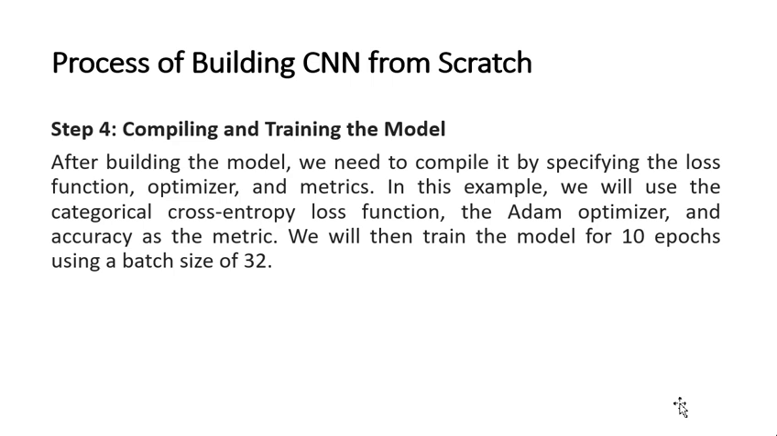we can move to the fourth step, which is called compiling and training the model. So compilation is 100% required. After building the model, we need to compile it by specifying the loss function, optimizer and metrics. It is very important. In this example, we'll use the categorical cross entropy loss function, the Adam optimizer and accuracy as the metric.